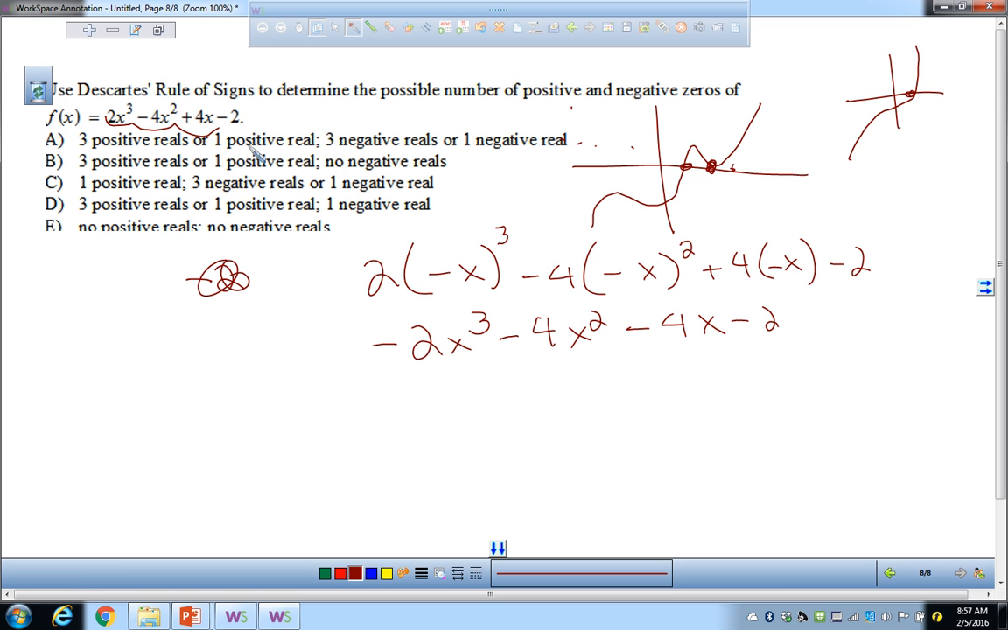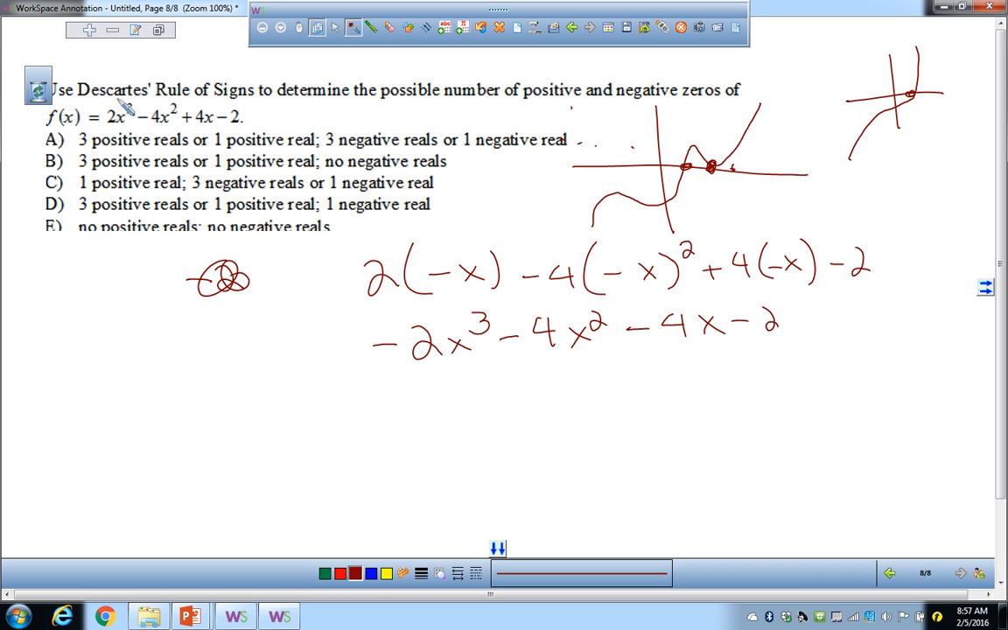No, it's how many times the function changes sign, right? So this changes from positive to negative, that's 1 sign change. Negative to positive, 2 sign changes. It's because the rule says the number of roots is either equal to the number of sign changes or an even number less than the number of sign changes. So it's either 3 or 2 less than 3, which is 1.